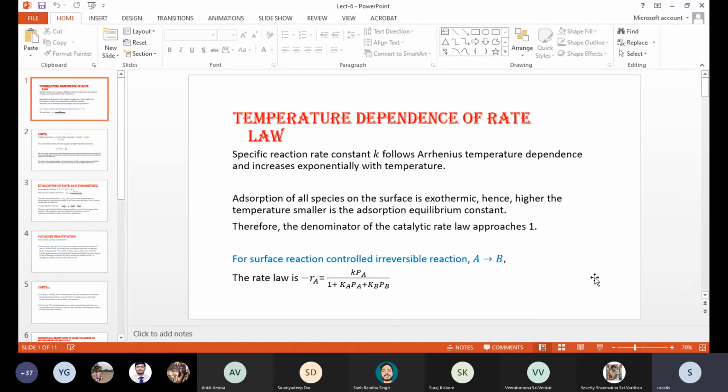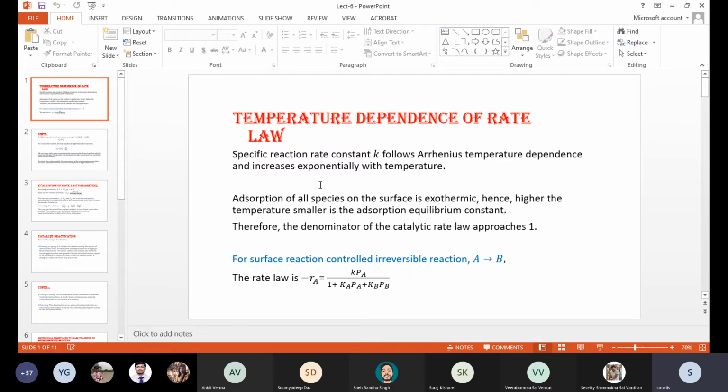Now we can see how temperature affects the rate law. Usually, you know, the gaseous phase reactions occur at high temperature, and specific reaction rate constant k follows Arrhenius temperature dependence and increases exponentially with temperature. As you increase the temperature of the reaction, rate constant will increase, rate will increase. Usually, it is seen that at every 10-degree rise in temperature, reaction rate doubles.